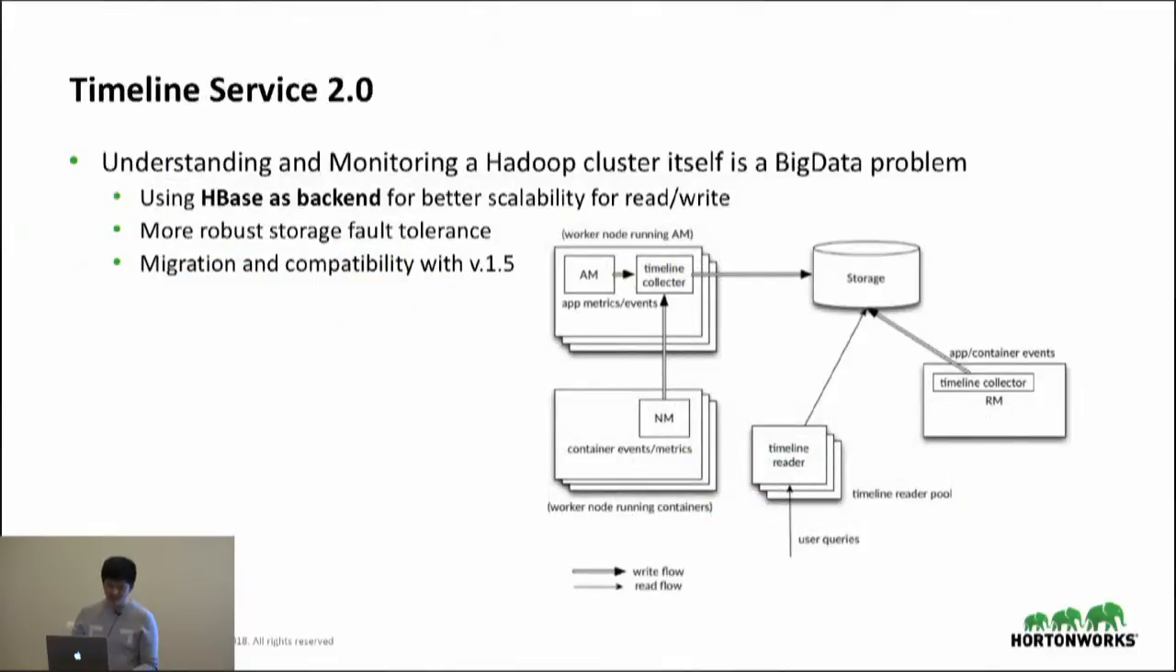So the last thing here for usability is that we implemented Timeline Server version 2. The idea is that previously we had the old version of the timeline service. That version had some scalability issues. So we also can see that understanding and monitoring a Hadoop cluster is itself a big data problem. So we want to address this problem by monitoring the cluster more efficiently.